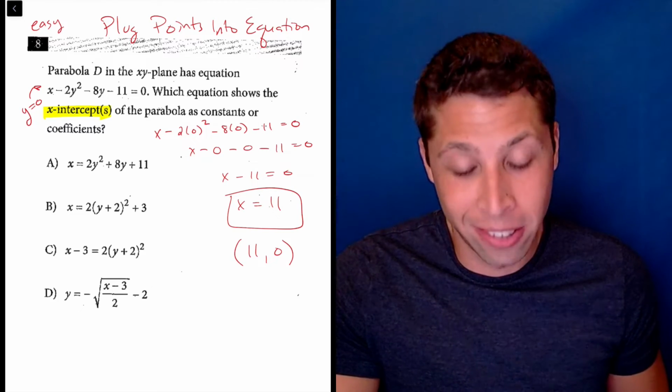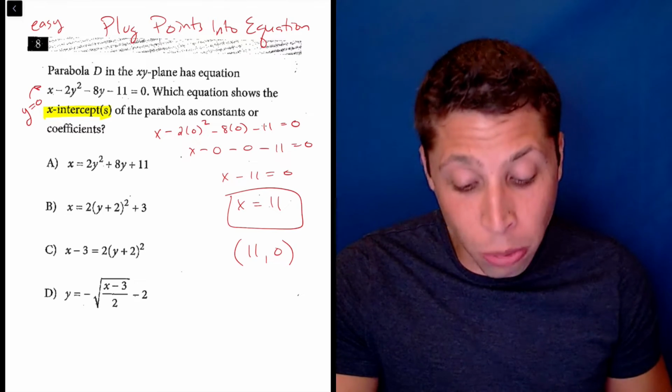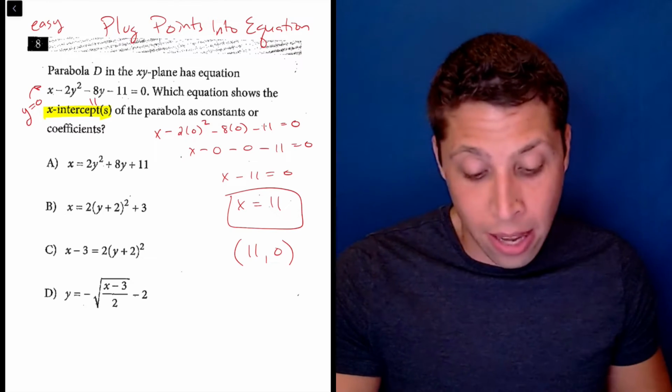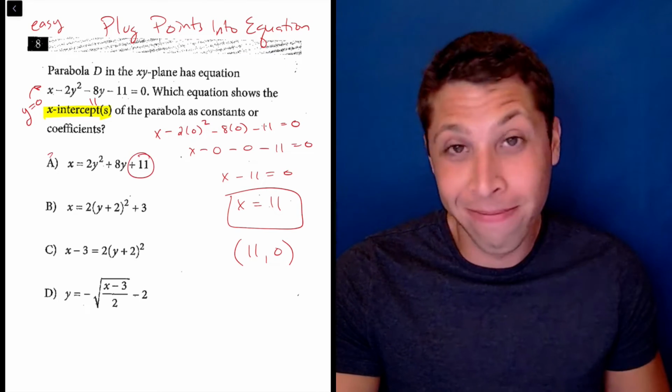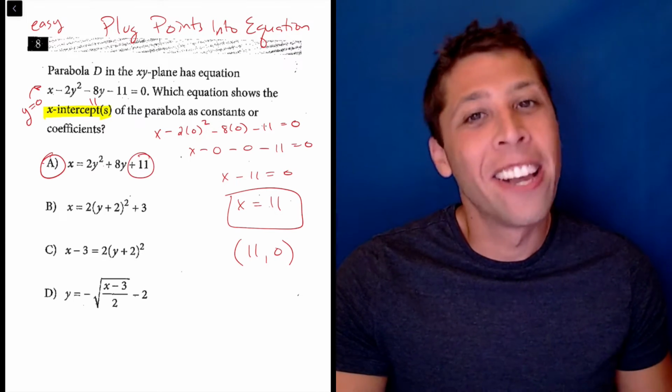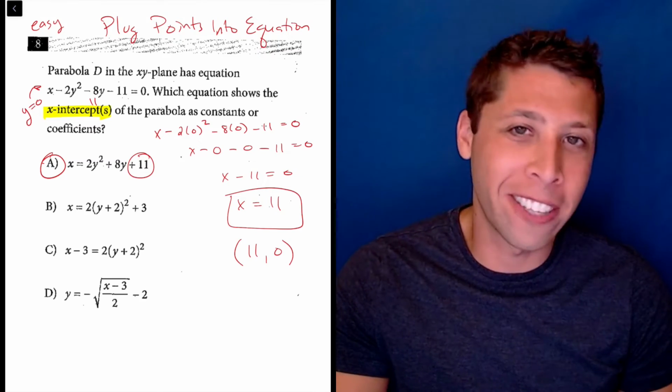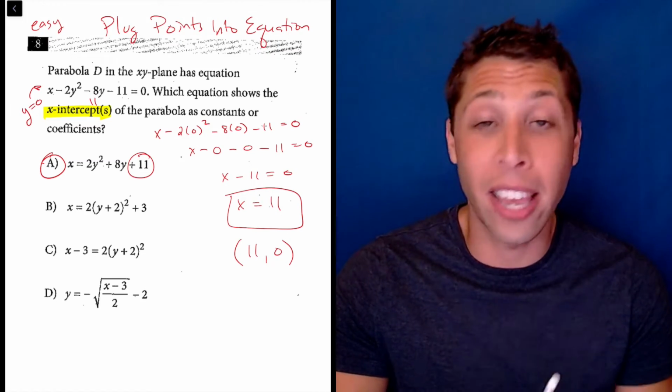Now watch this. Which equation shows 11 as a constant or coefficient? That's it. That's it. If you know where the easy questions are in the test, you can usually know to do easy things to get your answer.